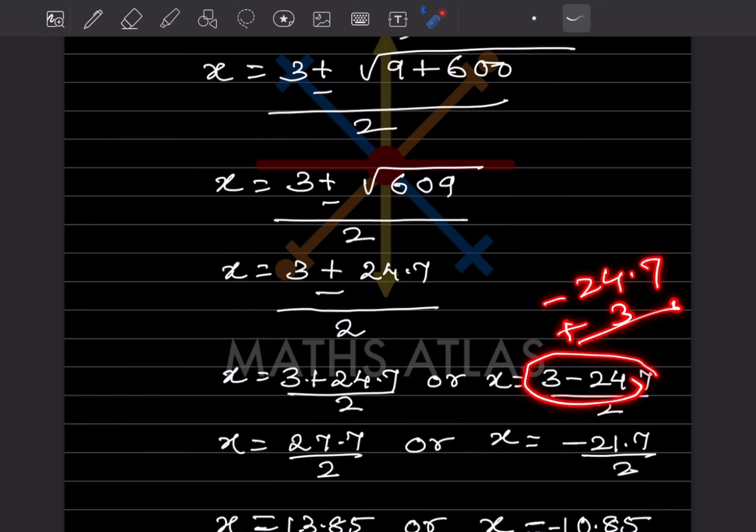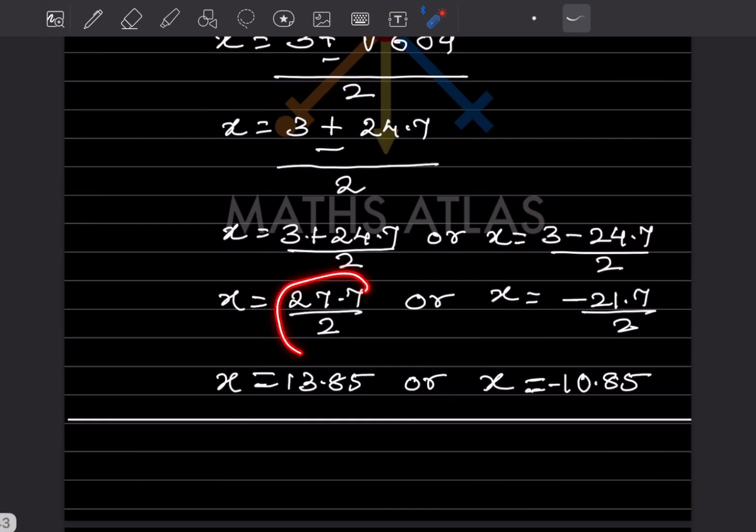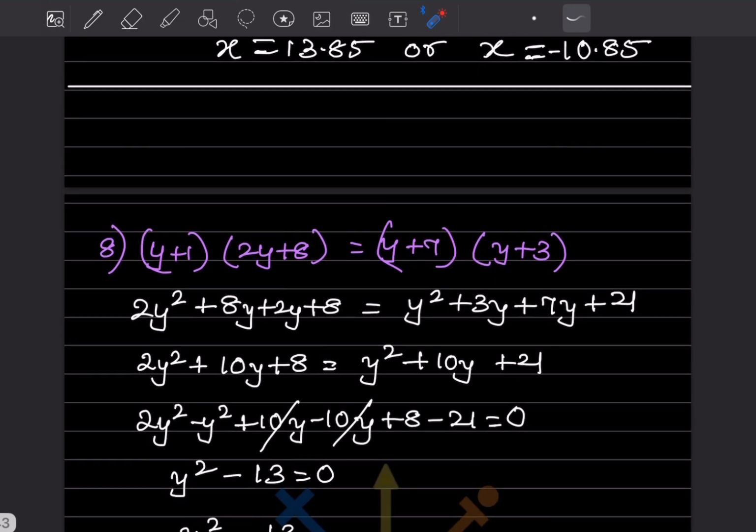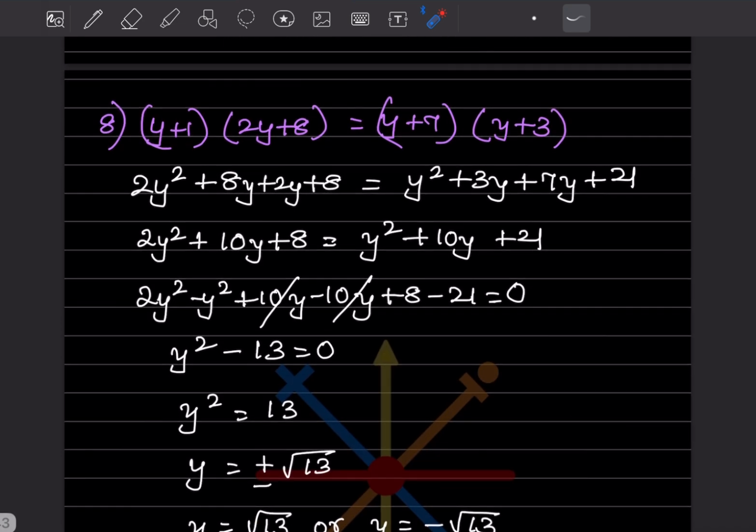So that is going to be minus 21.7 divided by 2. When you divide this, you get 13.85, and for this one you get minus, don't forget the minus one, that will be 10.85. Now here you are going to look at this problem.